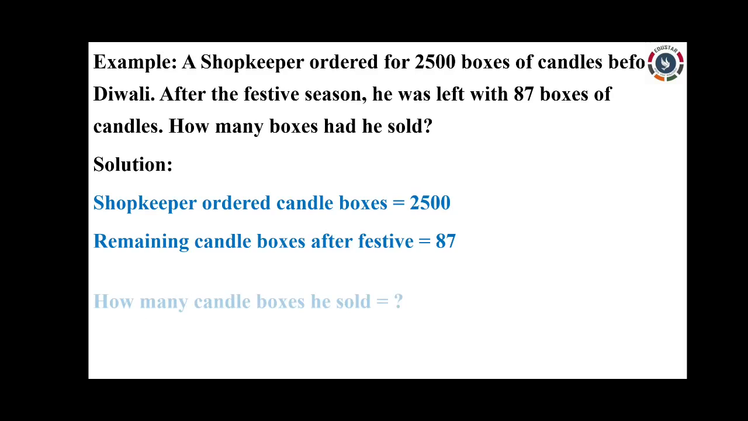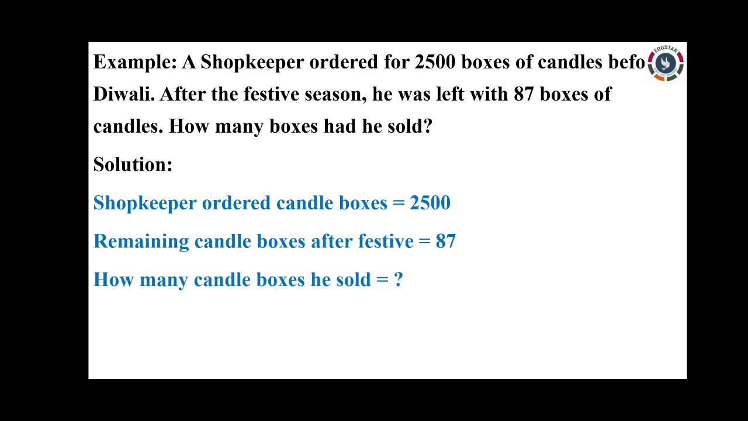Next, what we have to find out? In this question, we have to find how many candle boxes he sold. Now we know the given information and what we have to find out. Next, we have to think and decide the operation. Number of boxes ordered and leftover boxes are given. We have to find the number of boxes sold.